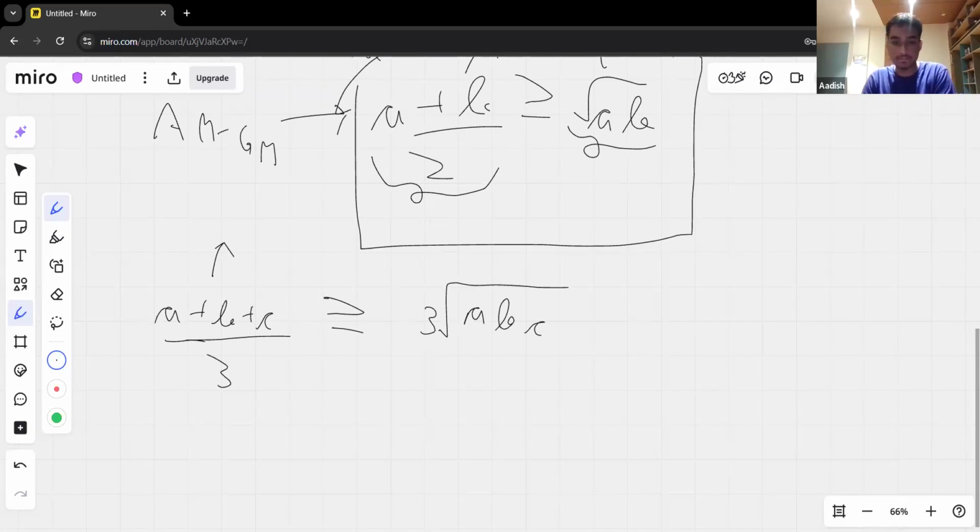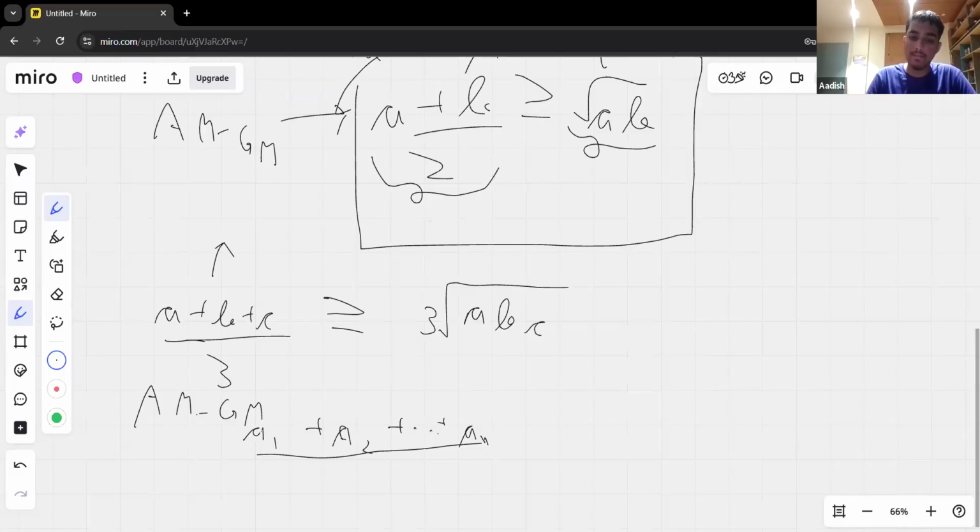In fact, I would say the general AM-GM states that you can take any number of numbers. Now I'm no longer using letters, I'll use indices. Take A1 to AN, divide by N. This will be greater than or equal to multiplying A1, A2 all the way to AN and taking their nth root. This is the general AM-GM inequality: taking the average by adding is always greater than or equal to taking the average by multiplying.